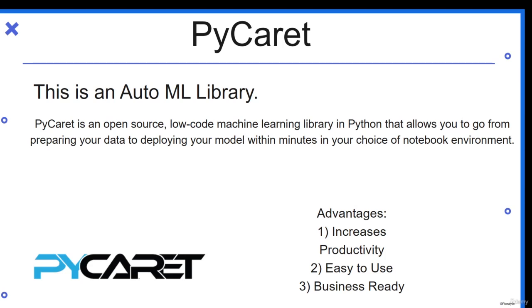And the automated ML library we'll be using in this project is PyCaret. So PyCaret is an open source low-code machine learning library in Python, obviously, that allows you to go from preparing your data to deploying a model within minutes in your choice of notebook environment. So no matter what the notebook is, be it Jupyter, Google Colab or any other notebook environment, you can use this PyCaret library, and it is a pretty popular library.